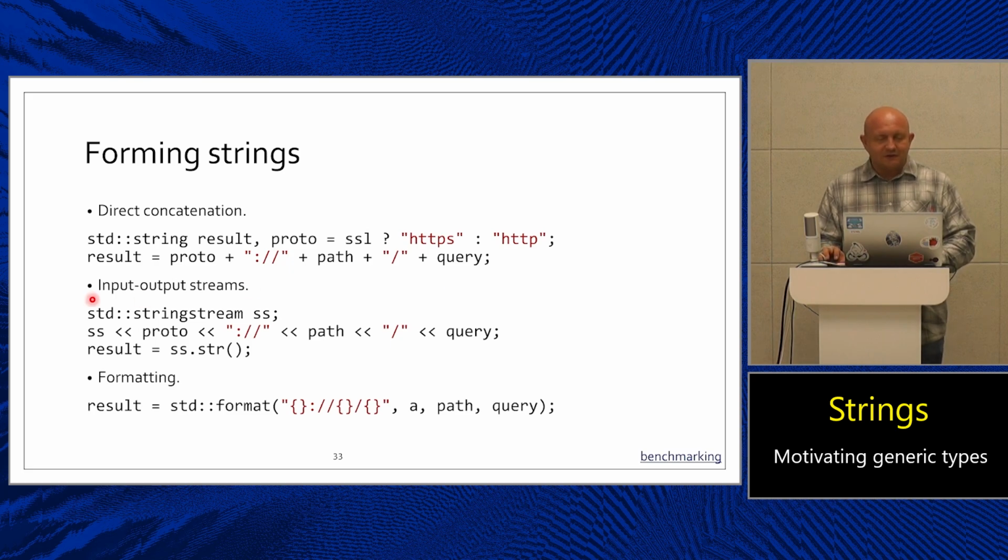First variant, we can simply concatenate them using the plus operator. Second way, we can use input-output streams, like this one. And third way, we can use std::format and pass things to it and get a std::string as an output. And std::format has a great advantage: it is locale independent. Locale is optional for std::format, and locale is mandatory for streams.